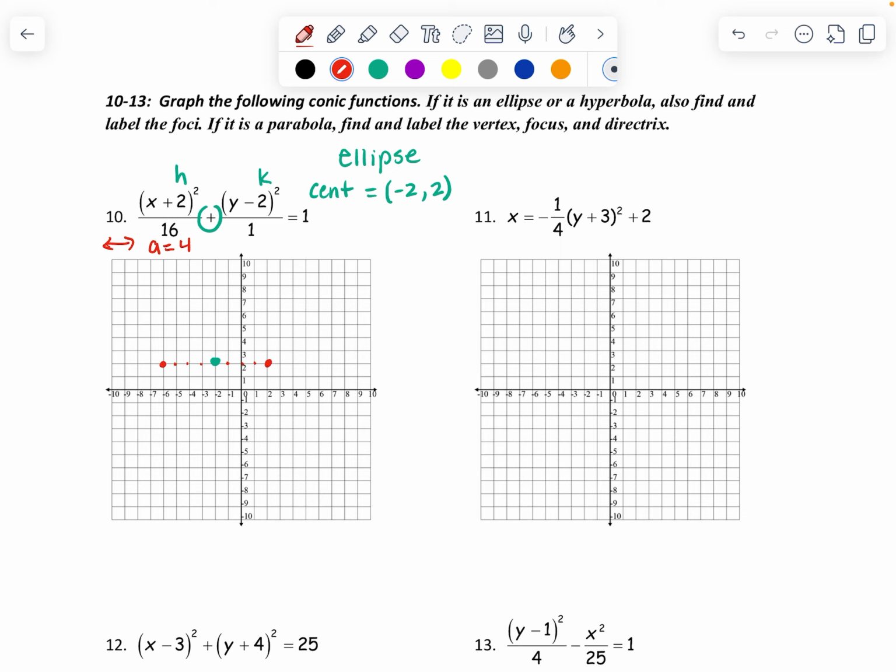Then your B value is underneath the Y. That's your up and down movement. It's the square root of 1, which is 1. So I'm going to go up 1, and then down 1. And then you're going to go ahead and draw your ellipse.